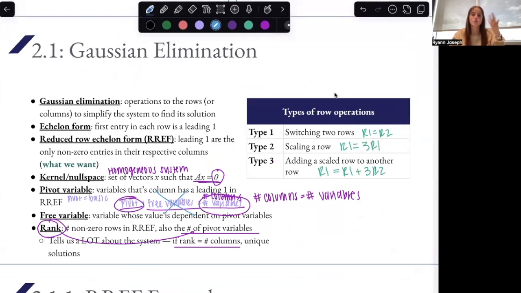It'll make more sense as you do more examples. So just take these definitions with a grain of salt, and it'll make more sense as we go. All right, let's do some examples.